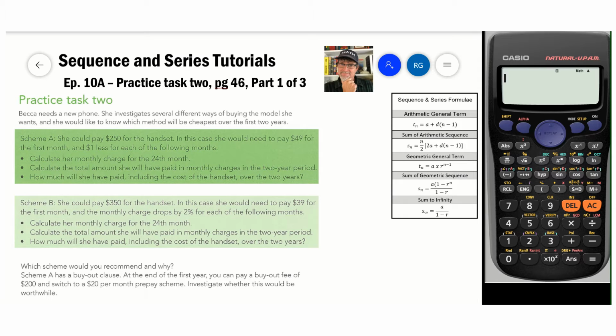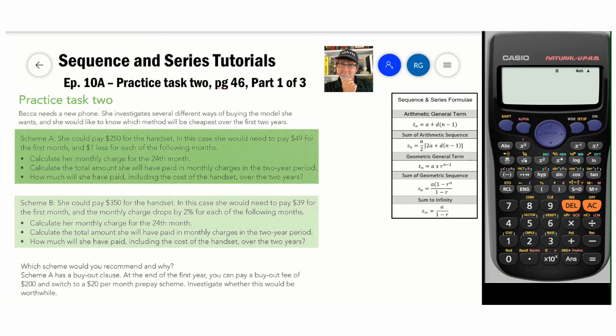Becca needs a new phone. She investigates several different ways of buying the model she wants, and she would like to know which method will be cheapest over the first 2 years. Scheme A, she could pay $250 for the handset. In this case, she would need to pay $49 for the first month and $1 less for each of the following months. Calculate her monthly charge for the 24th month. Calculate the total amount she will have paid in monthly charges in the 2-year period. How much will she have paid, including the cost of the handset, over the 2 years?